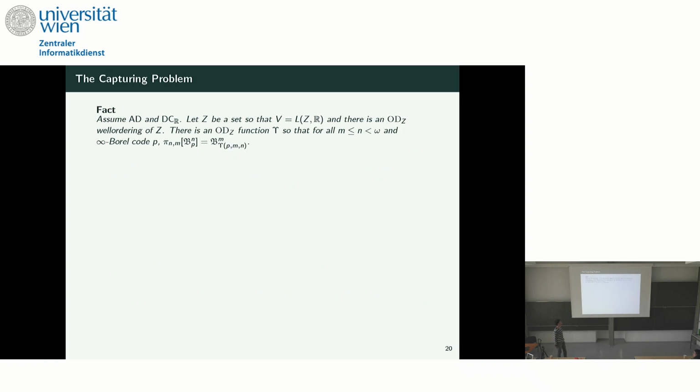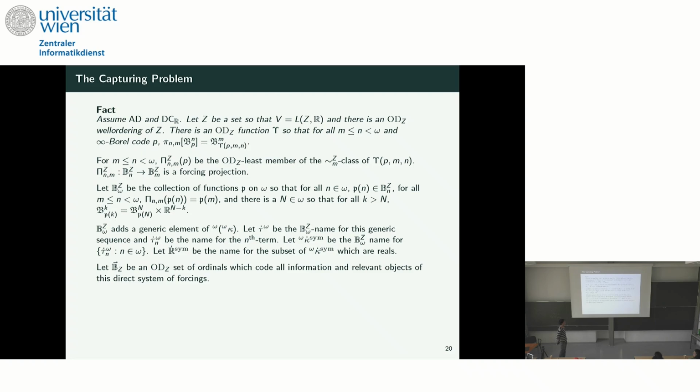Now let's assume AD and DC_R, and Z is some set of ordinals so that V is L(Z, R). In models of this form, all ordinals below Θ have a prewellordering which is OD_Z, and hence that fine measure ν is OD_Z, and hence that function Υ is OD. And then you can define forcing projections between B_n and B_m, right? You just let π_nm of p be basically what Υ(p, m, n) says it should be.